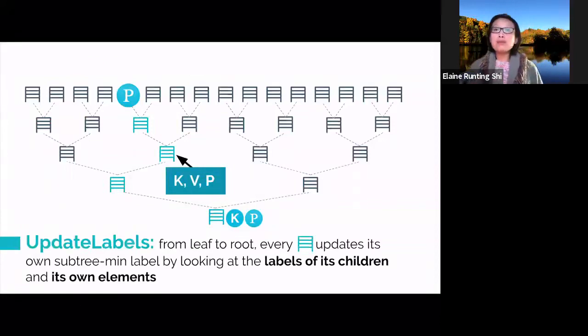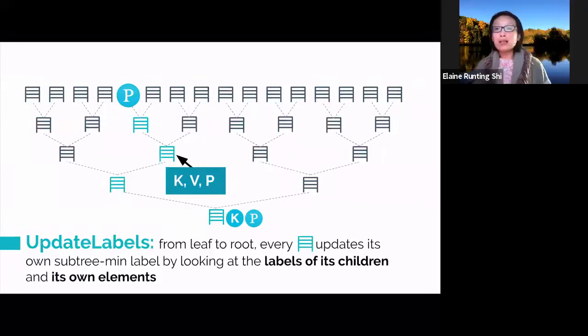As I remove the minimum element from the blue path, I will break the subtree min labels for buckets along the path. Therefore, I have to fix this problem by recomputing the subtree min labels along this blue path. This is simple. Basically, the blue leaf first updates its own subtree min label. This can be done by examining all elements in the leaf bucket. And then it's the parent's turn.